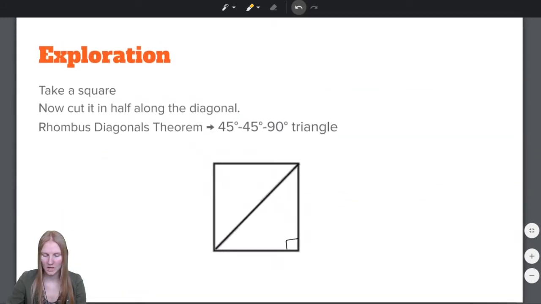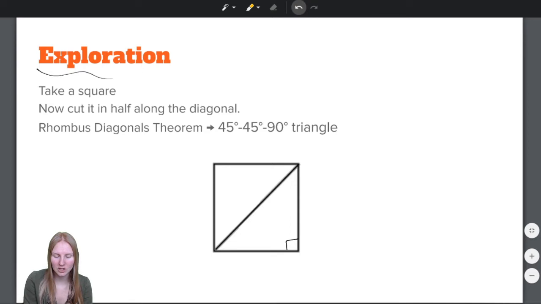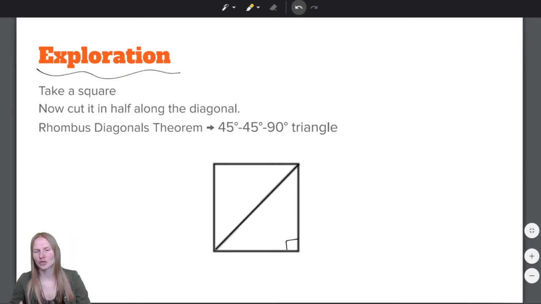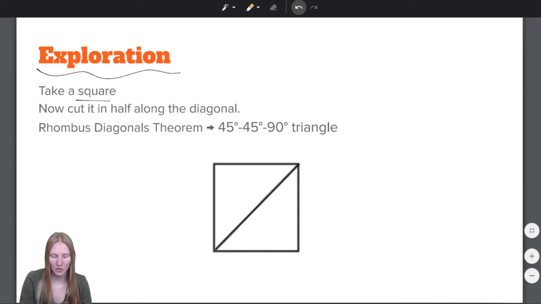Now, we're going to do something a little bit different than we typically do in these YouTube videos. We're going to do an exploration. I don't want to just tell you what the properties of a 45, 45, 90 triangle are. I want you to experience them and discover them and see where these properties come from. So, where does a 45, 45, 90 triangle come from? Well, we're going to take a square.